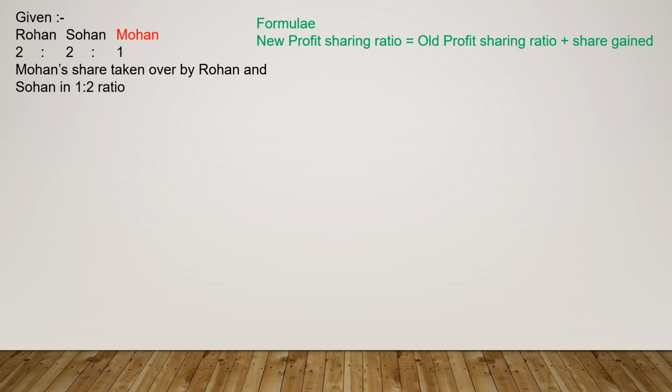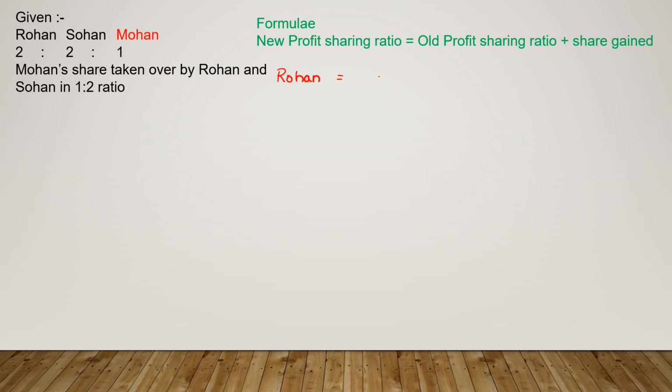I've written down the detail here. It has been given in the question that Rohan, Sohan, Mohan profit sharing ratio is 2:2:1, that is 2/5, 2/5, 1/5. They've said Mohan is retiring, and his share is taken over by Rohan and Sohan in 1:2 ratio. And the formula again I'm repeating: new profit sharing ratio is old profit sharing ratio plus share gain, whatever is the share that we would add to the old. So now to find out the new profit sharing ratio, we will take for Rohan.